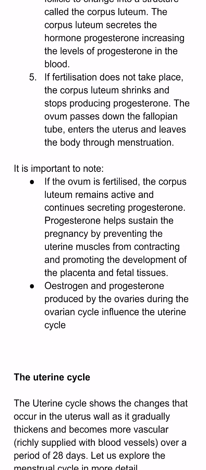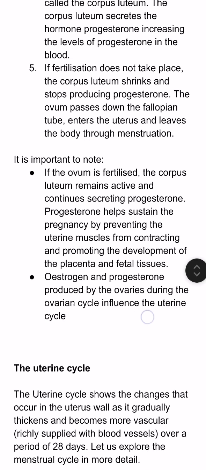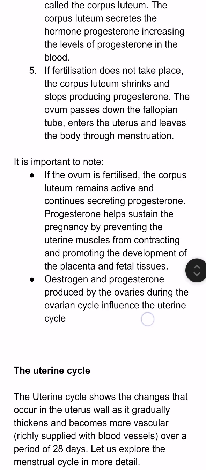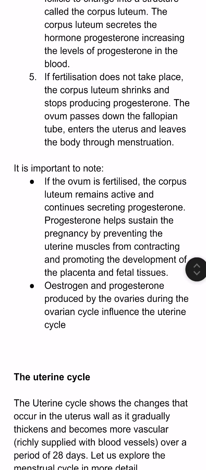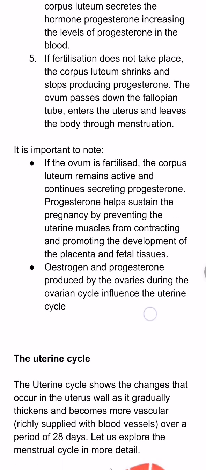Then if fertilization does not take place, the corpus luteum shrinks and stops producing progesterone. The ovum passes down the fallopian tubes, enters the uterus, and leaves the body through menstruation.